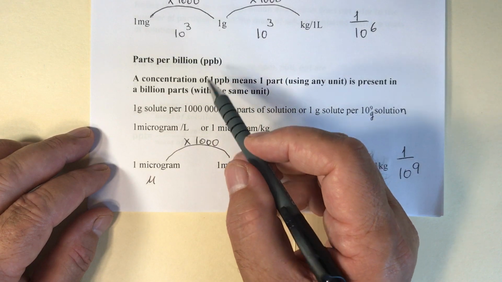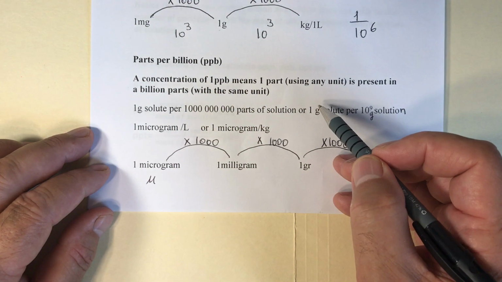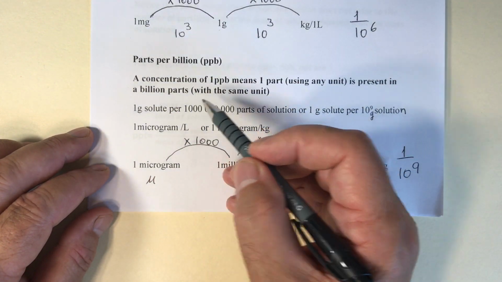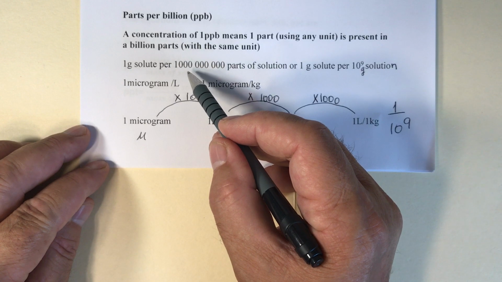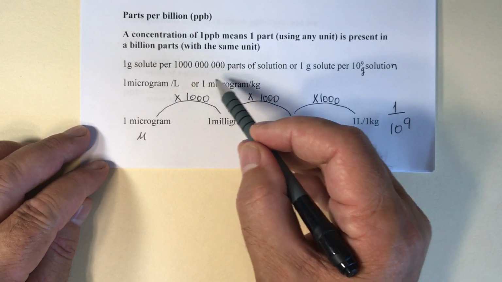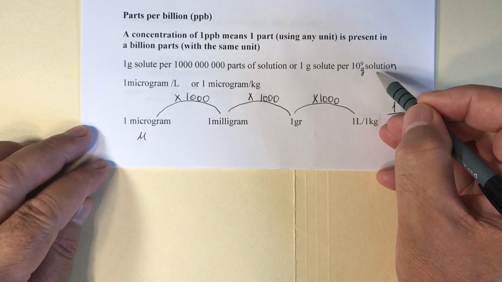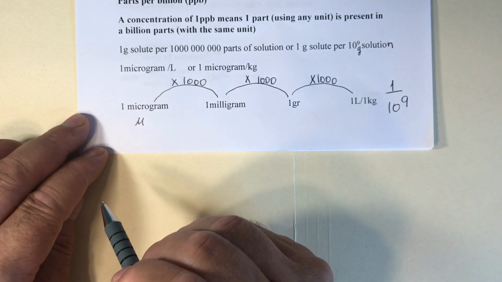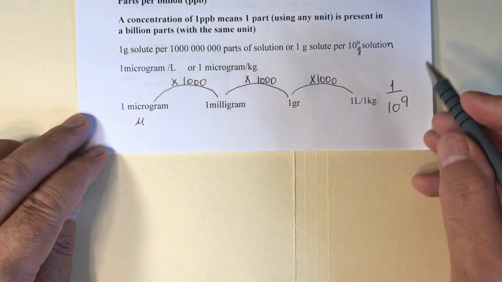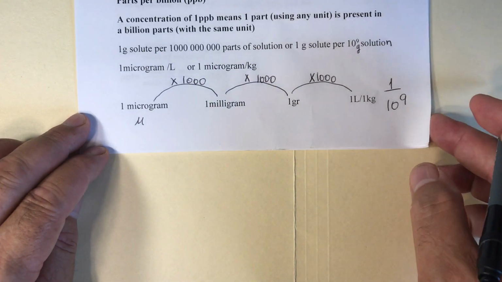Parts per billion. A concentration of 1 part per billion means one part using any unit is present in a billion parts with the same unit. For example, 1 gram solute per 1 billion parts of solution, or 1 gram solute per 10 to the power of 9 gram solution. 1 microgram per liter is the most common unit. 1 microgram is equal to 1 over 10 to the power of 9 liters.